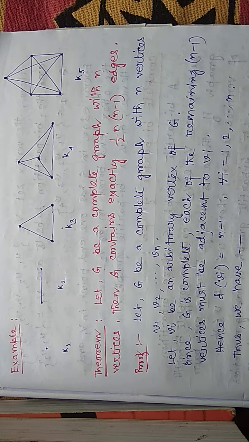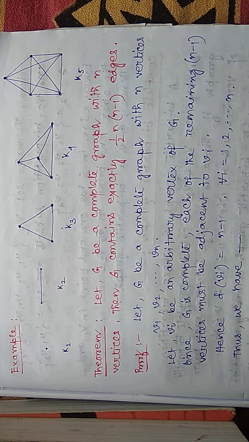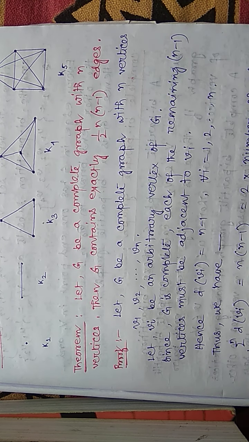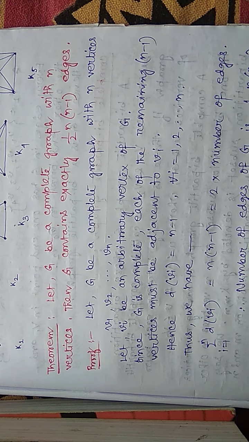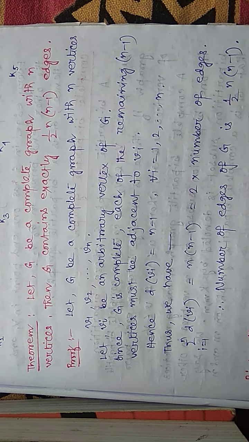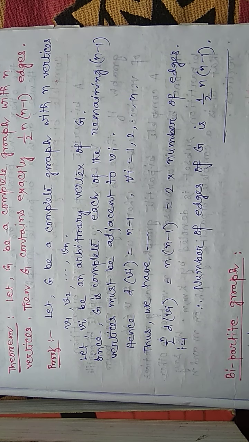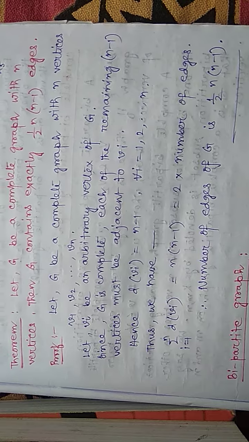Next result: let G be a complete graph with n vertices, then G contains exactly half n into n minus 1 edges. Okay, first consider G to be a complete graph with n vertices, Vi where i is from 1 to n, that means V1, V2 up to Vn. Let Vi be any arbitrary vertex of that graph G. Now G is given to be complete, so each of the remaining n minus 1 vertices must be adjacent to Vi. Clear?